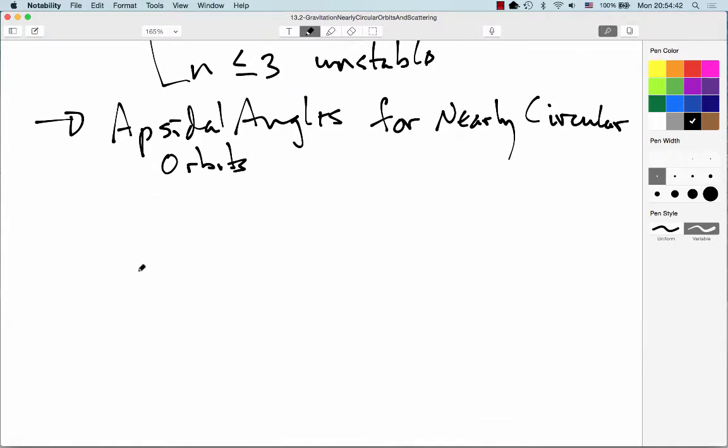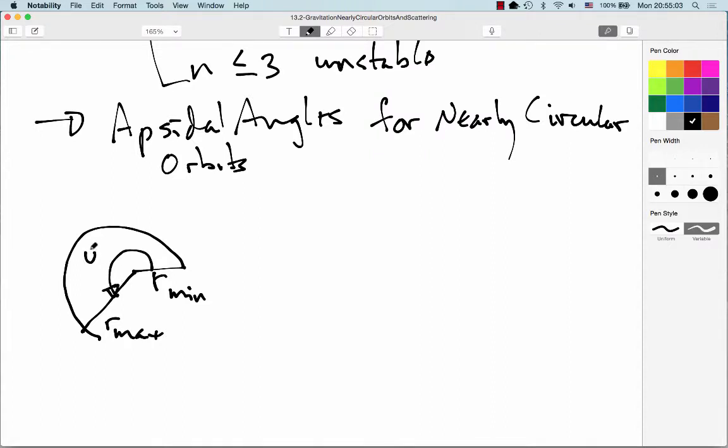All right, so the apsidal angle is the angle you go through between your r min and your r max in your orbit. We'll call that psi. In the book's derivation, they show that for the kind of force laws we've been considering, the apsidal angle is equal to the square root of 3 plus n times pi.